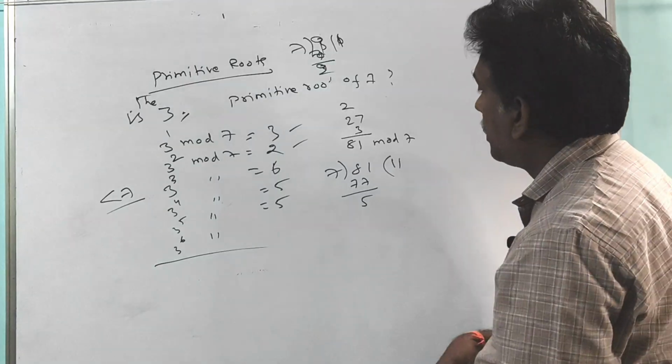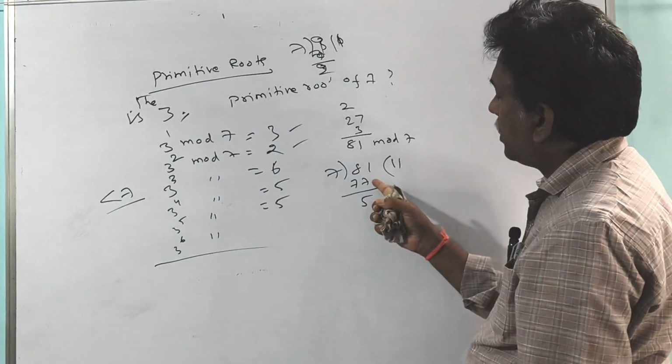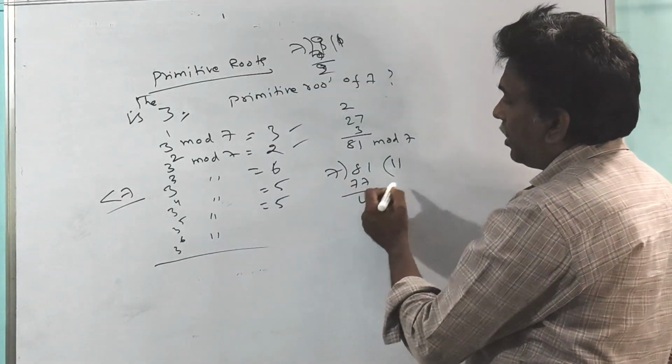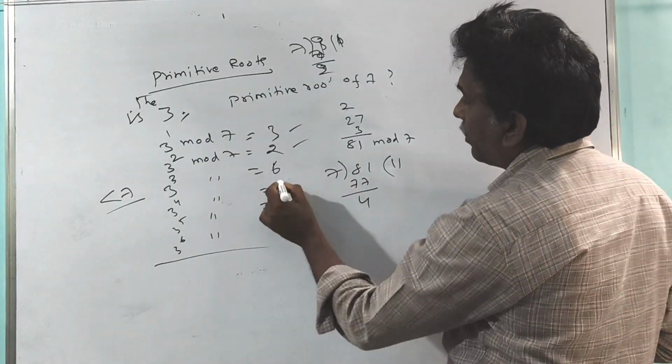81 mod 7. This is 4, sorry. 81 minus 77 is 4. So this value is 4.